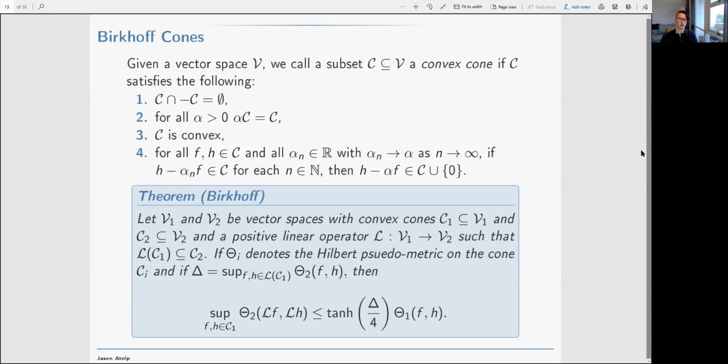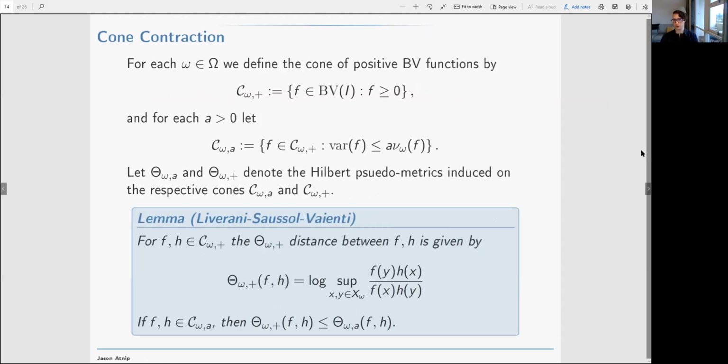This is less helpful if we have an infinite dimensional image, because then we're maybe contracting, but we still have infinite diameter, rather. Okay. So these are abstract, very general cones. Let's talk about our random cones that we'll use.